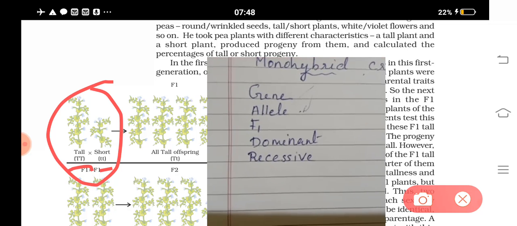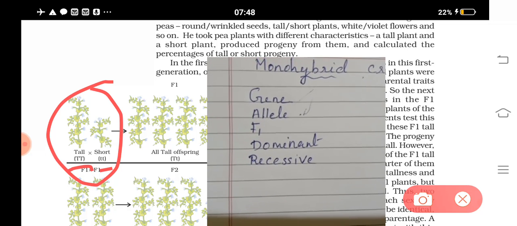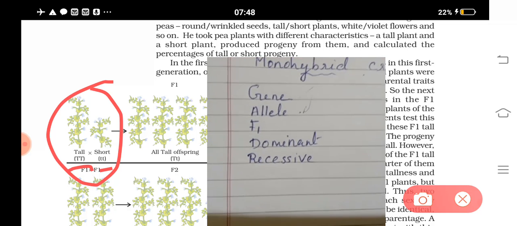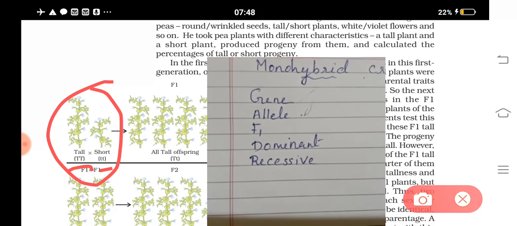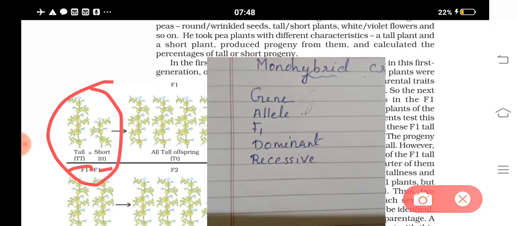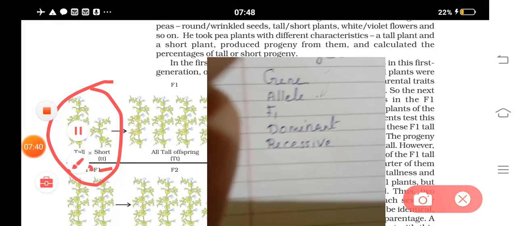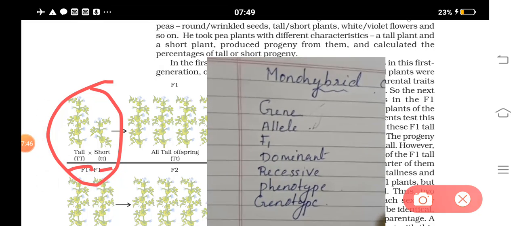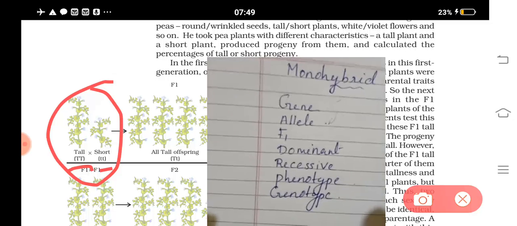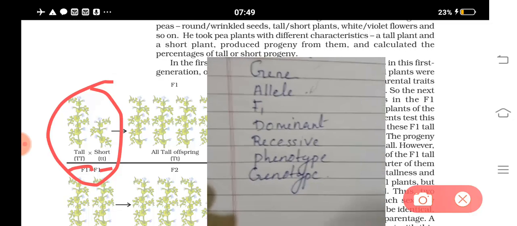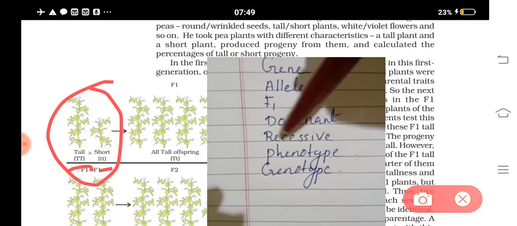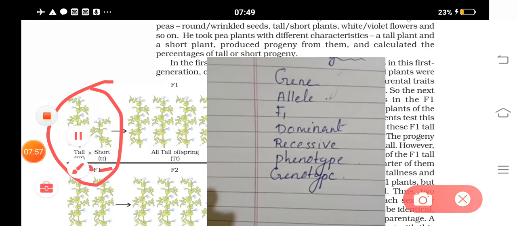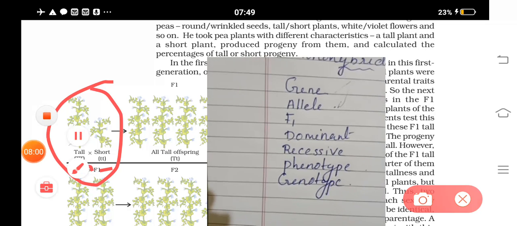These alleles in some individuals can be the same, and they can be different also. So alleles mean what? The different forms of the same gene. Among these, one allele will be dominant and the other will be recessive. I will tell you this, but before that, I will explain what is homozygous and heterozygous.